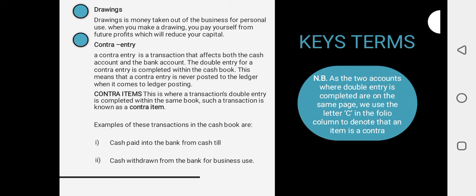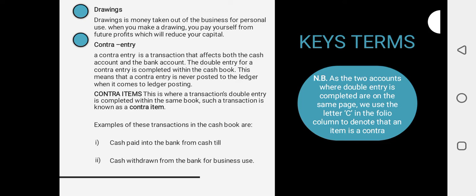You go to the bank maybe because you want to increase your capital or you want to get more money to buy goods. You go and withdraw from your bank account. So your bank account is giving and your cash account is receiving. The account that is receiving, you debit, which is the cash account. Your cash account is receiving money from the bank account, meaning the bank account is going to be credited, whereas the cash account is going to be debited because it is a contra entry.